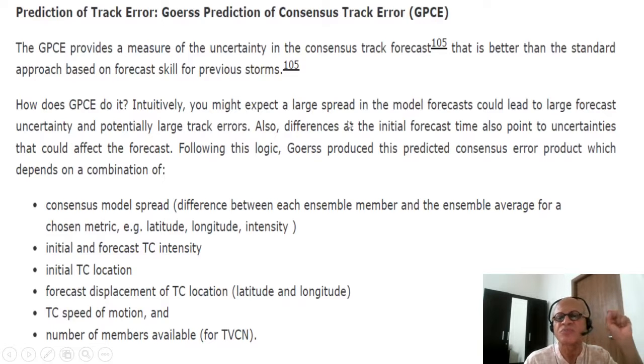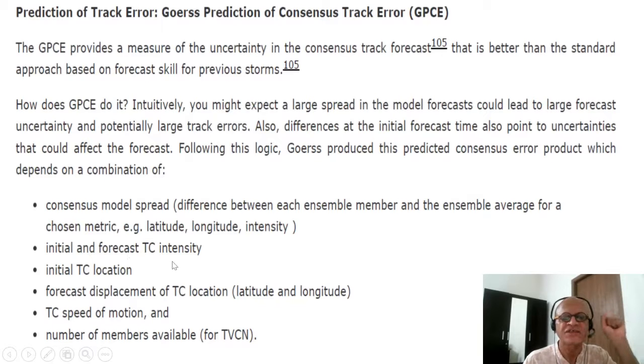Intuitively, you might expect a large spread in the model forecasts could lead to a large forecast uncertainty and potentially large track errors. Also, differences at initial forecast time point to uncertainties that could affect the forecast. Following this logic, GPCE produced this predicted consensus error product, which depends on a combination of consensus model spread, difference between each ensemble member and the ensemble average for a chosen metric, such as latitude, longitude, and intensity.